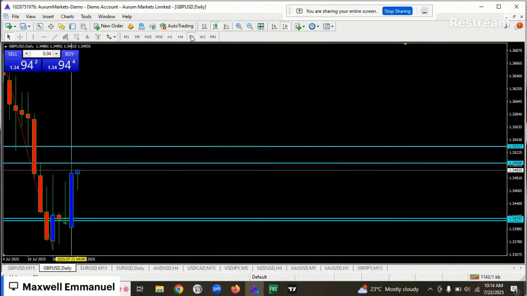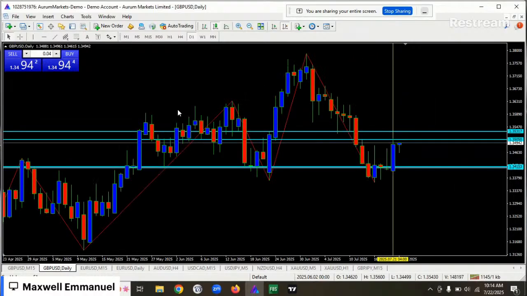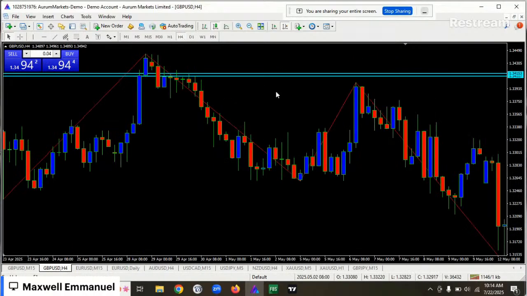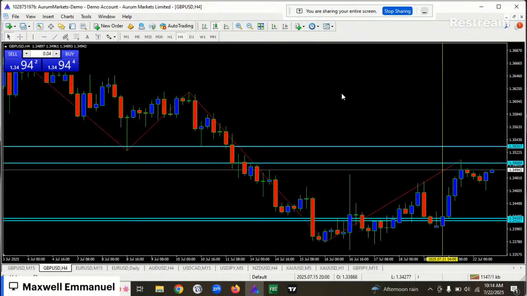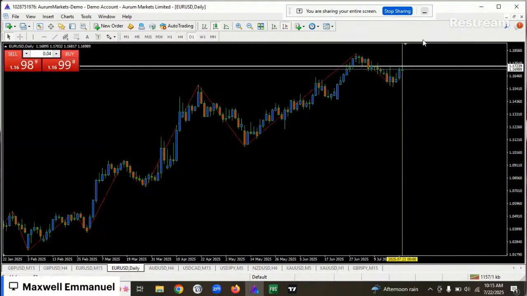Let me go to the 4 hour time frame. You see this high? You can see GBP USD swept the liquidity, but Euro USD didn't. That's why I'm more focused on GBP USD than Euro USD. But if Euro USD sweeps that liquidity, then I'll be looking for sales. For now, my focus is on GBP USD because it swept the liquidity.